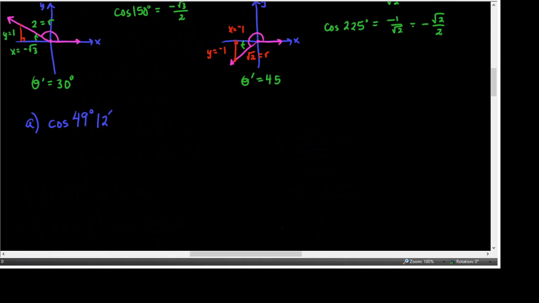Make sure that you are in degree mode, because that's 49 degrees, 12 minutes. And what I would do to type this is I would type cosine. There'll be a left parenthesis that comes up, I hope. It's in degree mode, so it needs to be in degrees. 49 is in degrees, but the 12 minutes are not. So I'm going to convert that to degrees by dividing the number of minutes by 60.